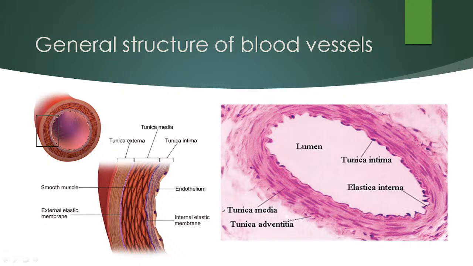And the image of the microslide of a blood vessel, an artery. You can see Tunica Intima consists of the endothelial layer, a very thin subendothelial layer, and we can find the internal elastic lamina. Then a very thick layer of Tunica Media, smooth muscle cells, and Tunica Adventitia.